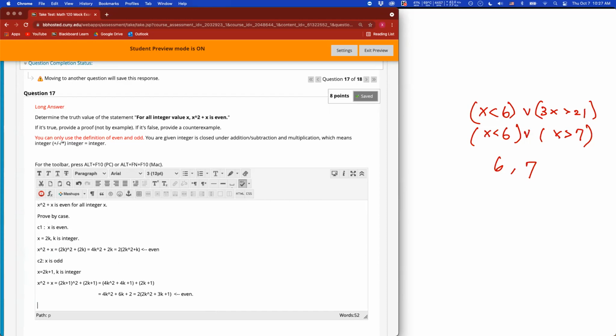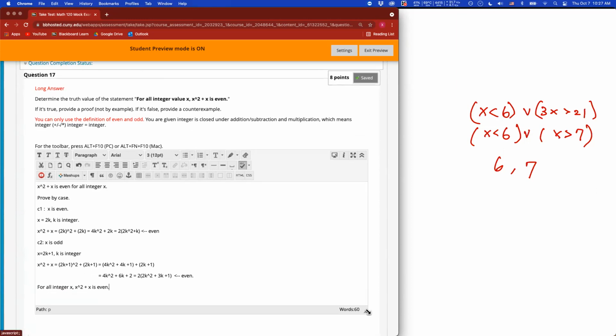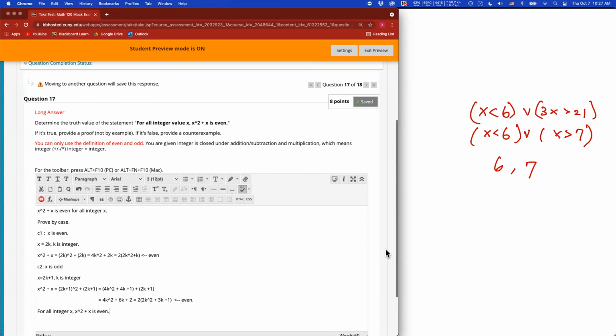So we know that for all integer x, x squared plus x is even. And we will finish the proof here. Any questions here?